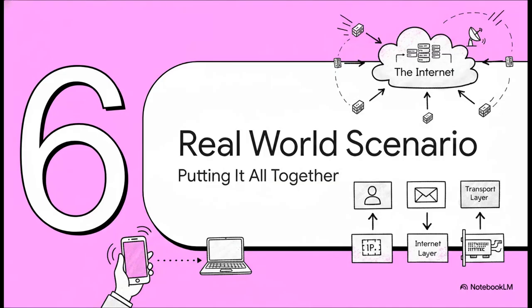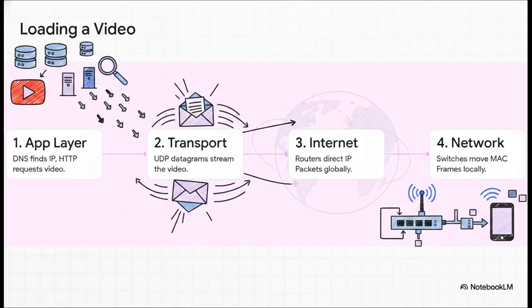All right, Section 6, the real-world scenario, putting it all together. We've studied all the theory, layer by layer, but networks don't operate in isolation. Let's synthesize this whole explainer by watching the data beautifully cascade down the entire stack the second you click to load a YouTube video. First, at the application layer, DNS finds YouTube's IP address and an HTTP request asks for the video. Second, moving down to the transport layer, the server decides to stream that video using incredibly fast UDP datagrams so you don't suffer through buffering.